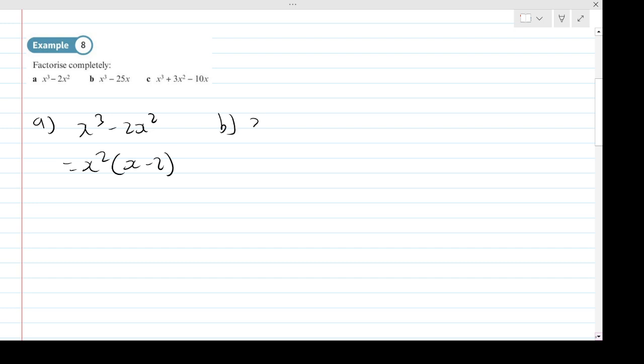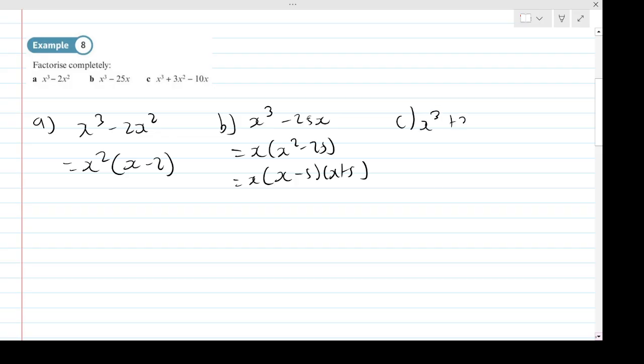Part B, we have x cubed, take away 25x. I could factor an x out to get x of x squared minus 25. And this is the difference of two squares. So then I could say x of x minus 5, x plus 5, right? And there we are. Part C, we have x cubed, add 3x squared minus 10x.